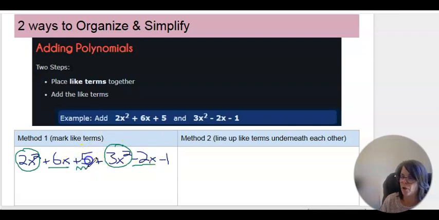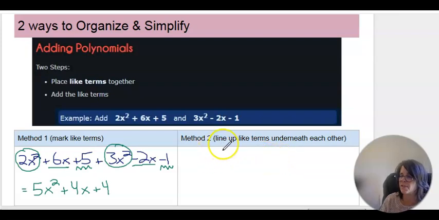Now, not everything will always match up, but I'm just going to mark anything different. Add the ones that are like. 2x squared plus 3x squared is 5x squared. Positive 6x minus 2x is plus 4x. And positive 5 and negative 1 is positive 4. So this is your answer in simplest form.